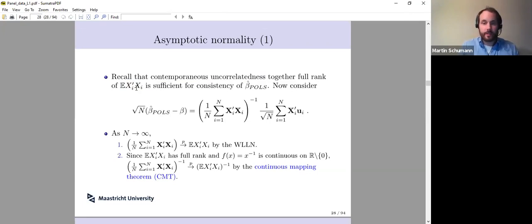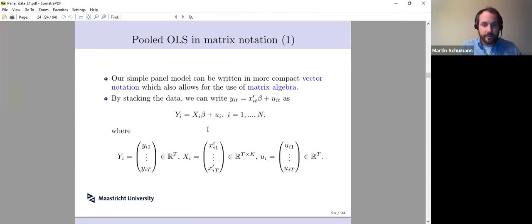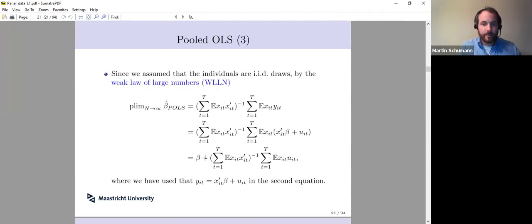So now, what else are we interested in? Well, we want to do inference, we want to do testing, and for that we need an asymptotic distribution. So let's scale the OLS estimator by square root n and subtract the true value. That is easily shown to be this thing here. So you subtract beta and you multiply this by square root n. That's what you get.